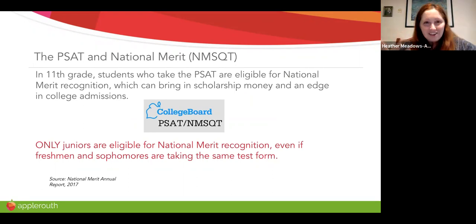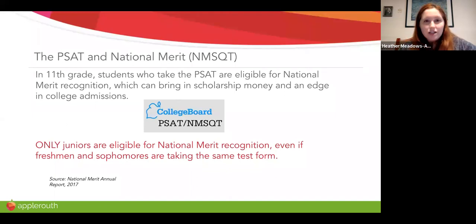So in 11th grade, students who take it are entering into the National Merit competition. You don't have to do any other applications. Taking the PSAT automatically enters you into that competition. That brings in scholarship money. It can bring in an edge in college admissions.